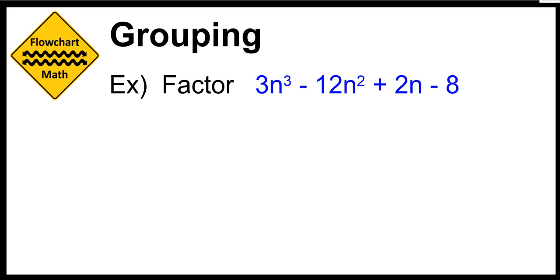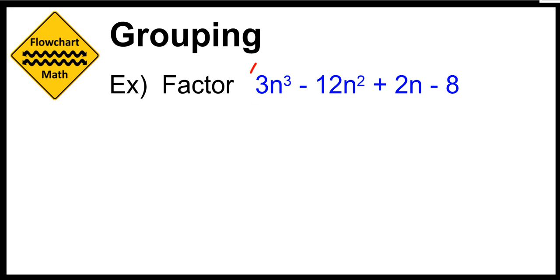This example looks an awful lot like a GCF, and in fact, we're going to handle it a lot like a GCF. Only problem is all four terms don't have something in common. There's nothing that you can find that divides all four of them. You can't divide them all by a 2, and you can't divide them all by a 3, and you can't divide them all by an n. So we're going to do a method called grouping.